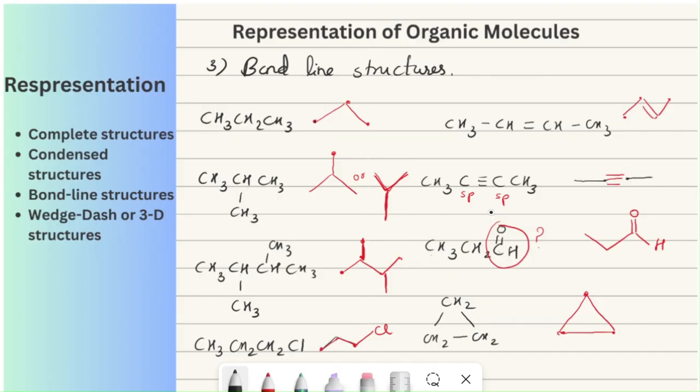So where do we use these bond line structures? Mostly while naming the molecules and writing different isomers. So again, what are these isomers? That we will be discussing in our next classes. Okay. So now let's see the fourth type of representation of the molecule, that is wedge-dash or three-dimensional structures.